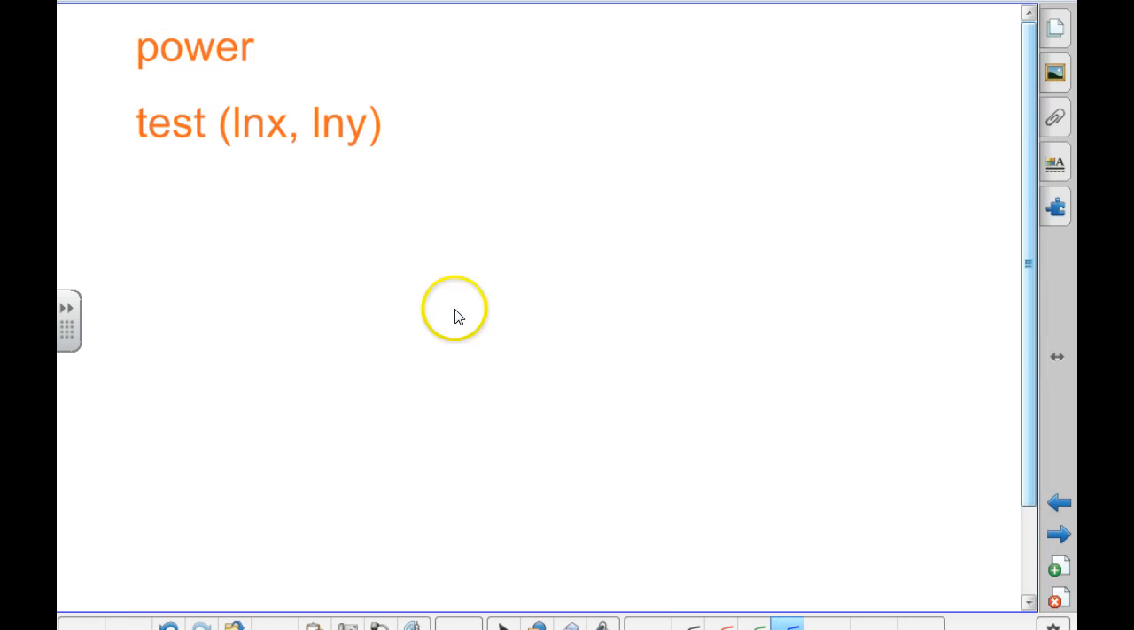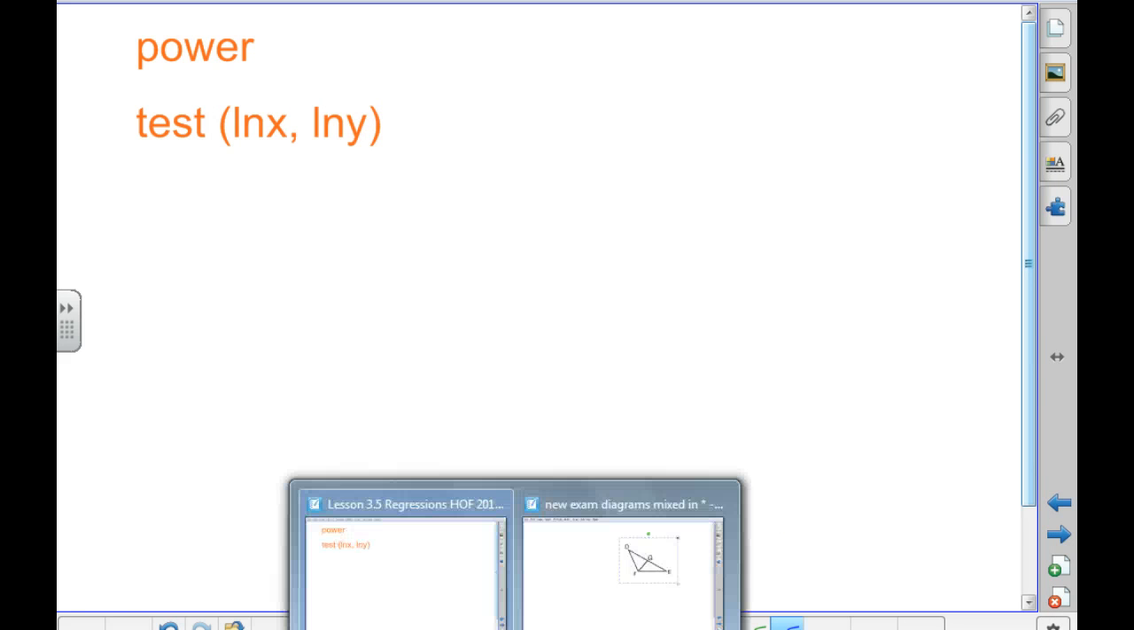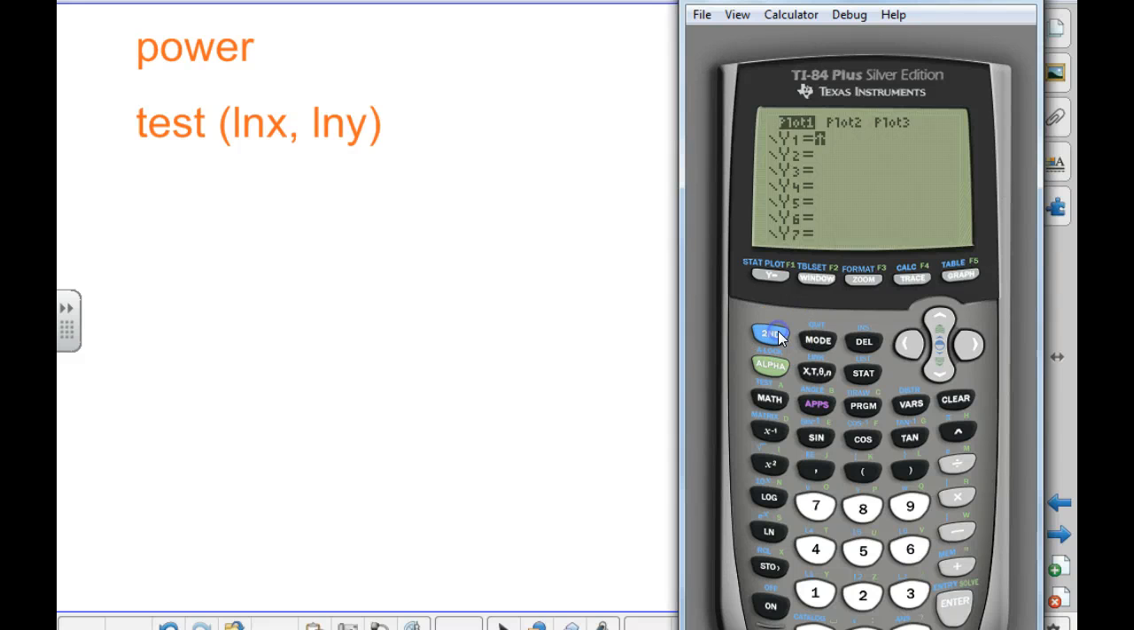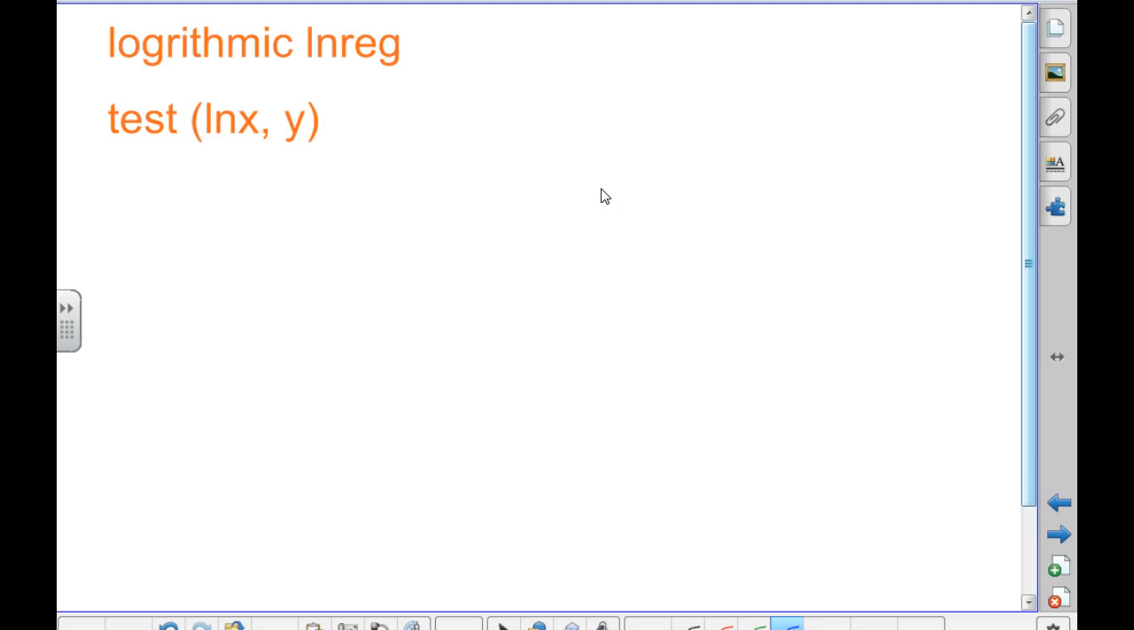And the next one is ln of x, ln of y, which is what? List 3, list 4. And what is that the test for, Brennan? This is the last one I got. Does everybody's look like that for the last one? Okay, so the best one was the second one, which was logarithmic.